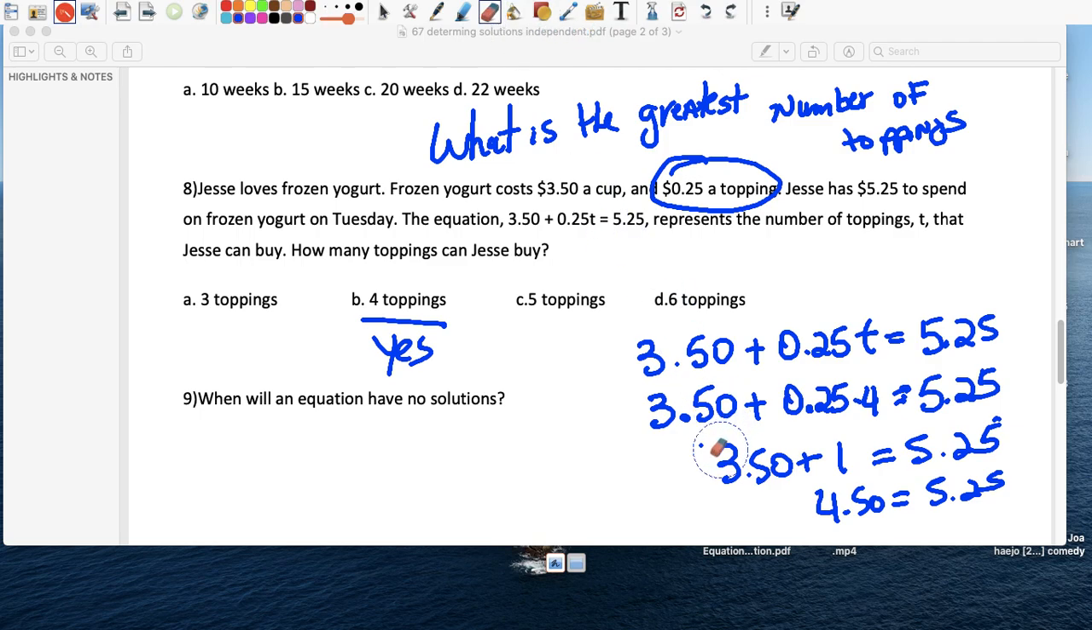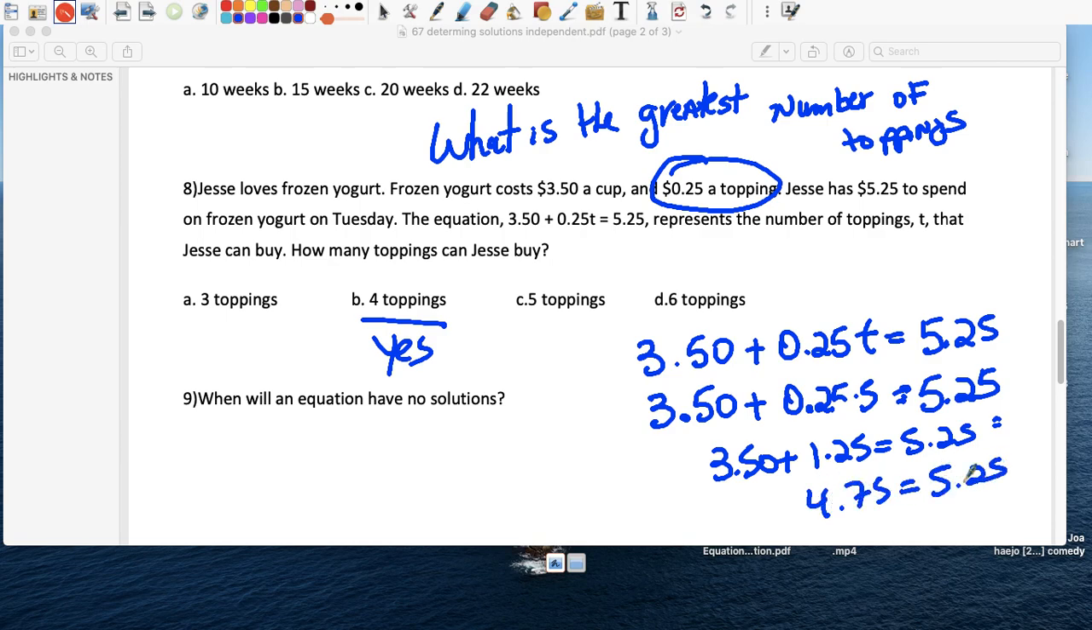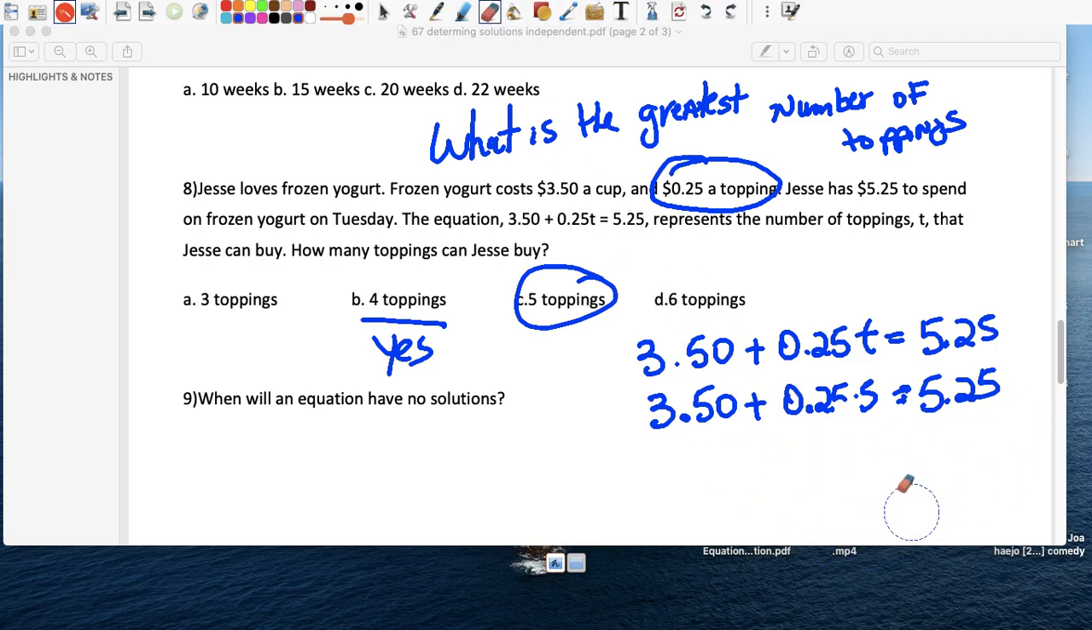Let's move on. Five toppings. How about five toppings? Oh my God, I don't know how many toppings you want, but let's try five toppings. So $3.50 plus $1.25 equals $5.25. So this is going to give us 4.75. So again, she has $5.25. 4.75 is not equal, no es igual, pero le alcanza cinco toppings with the money. Can she get five toppings? Yeah, she can. This question is kind of weird.